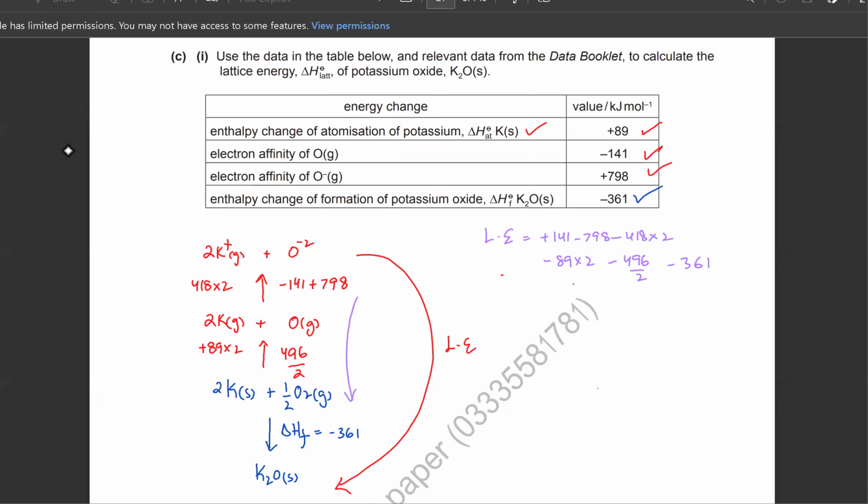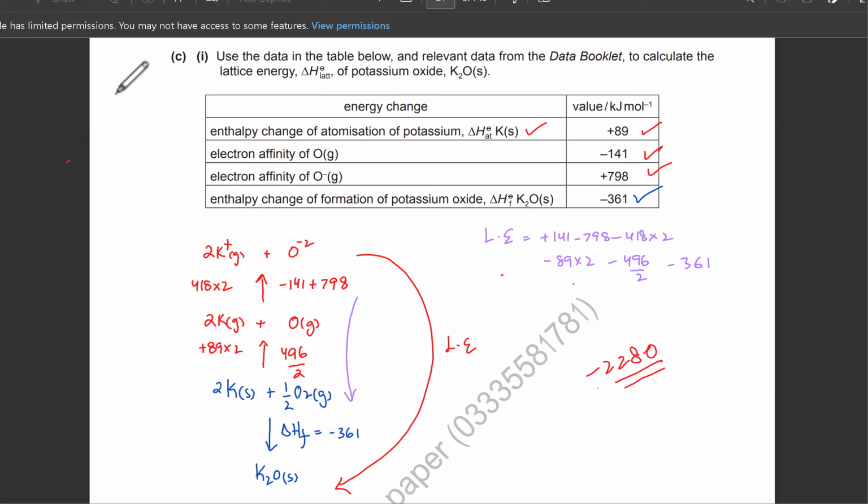Mehar, what is coming for this, or someone else? I got minus 2,280. Okay, minus 2,280, right? Yes, sir.